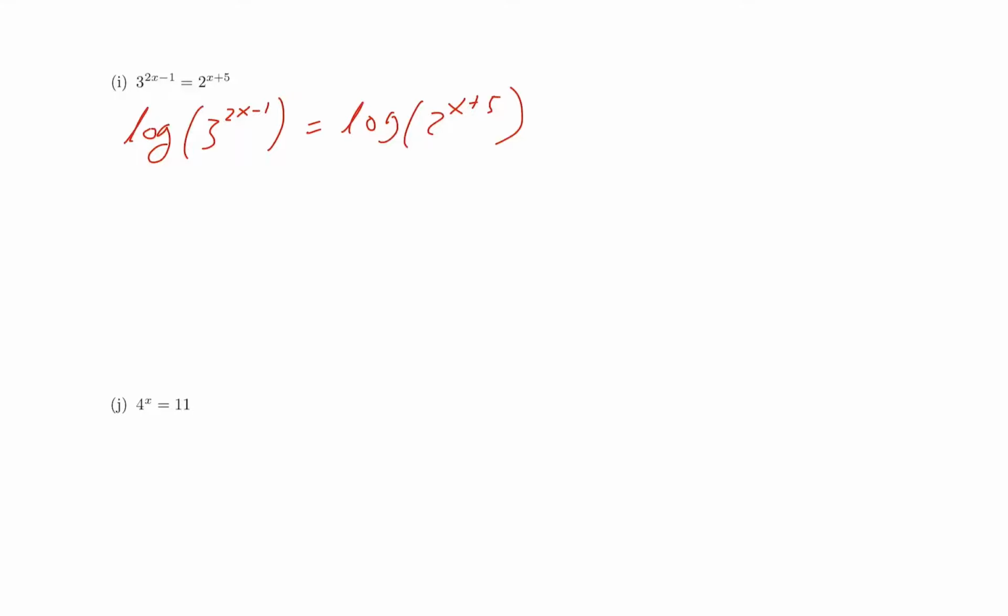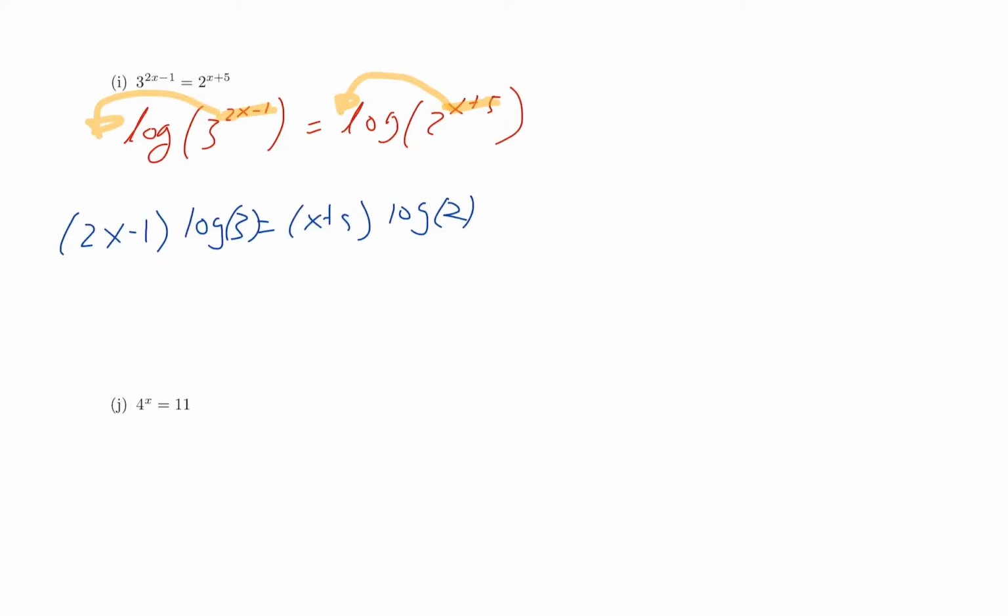So one of the properties of logs allows us to bring exponents to the front, or I mean front as in we can multiply as a factor. It doesn't have to be in front, you can also multiply it here because multiplication order doesn't matter, right? So we can write it as a factor. Now very important here, we must write parentheses. So (2x minus 1) log 3 equals (x plus 5) log 2.